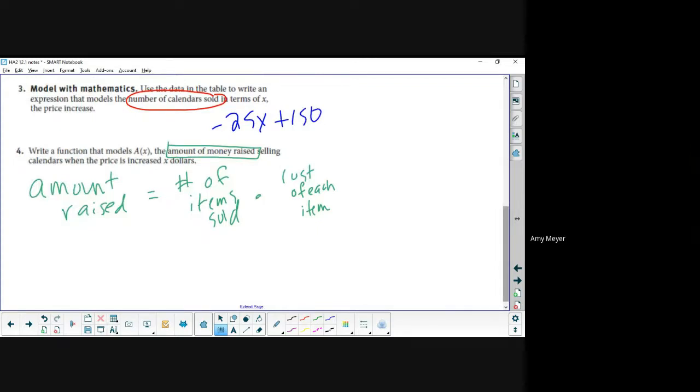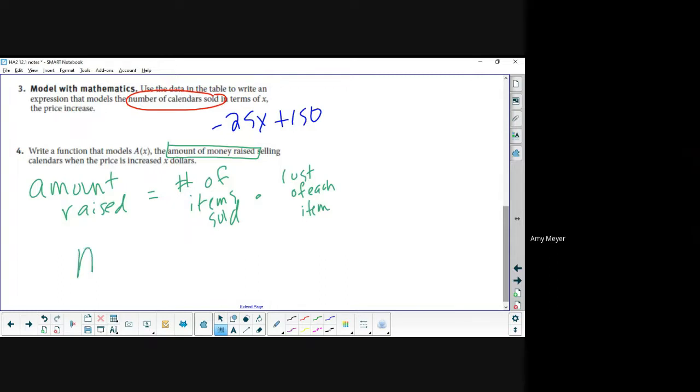I'm walking you through this, but if this was a quiz, you would just have to read this a couple of times and say, okay, what am I supposed to write? I'm supposed to write about the money raised. How do I figure out how much money is raised? And just kind of think it through in terms of a problem you're familiar with. How do I figure out how much money is raised? And this is how you do it.